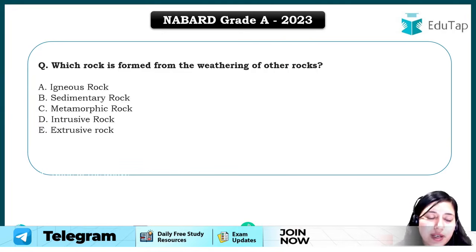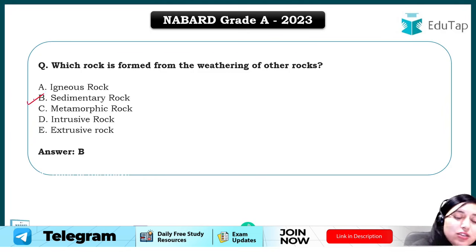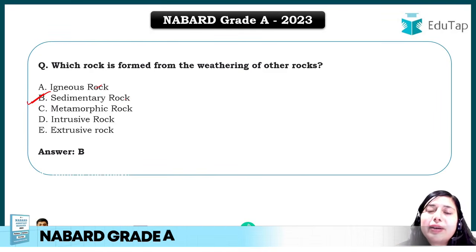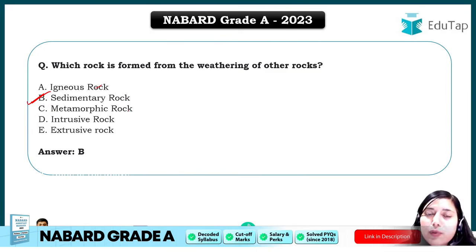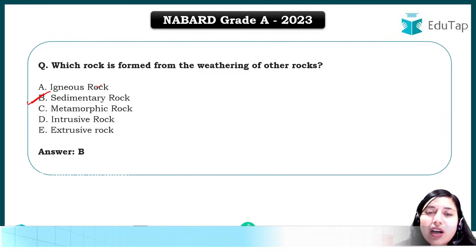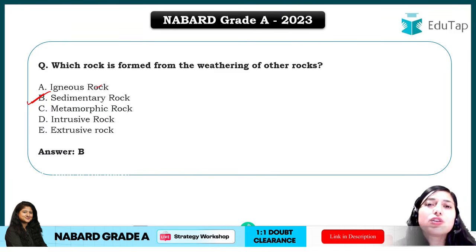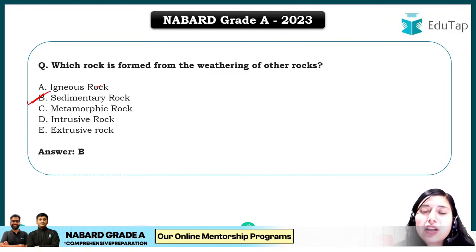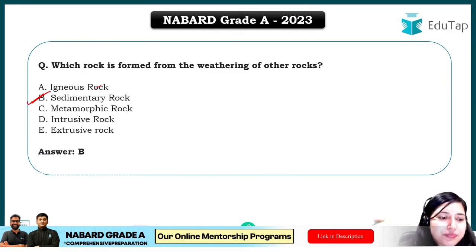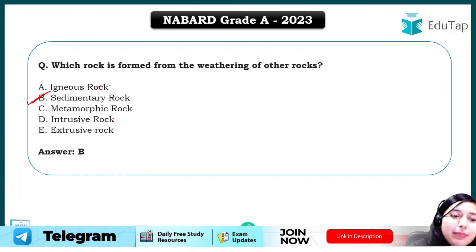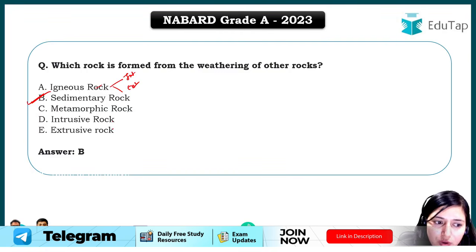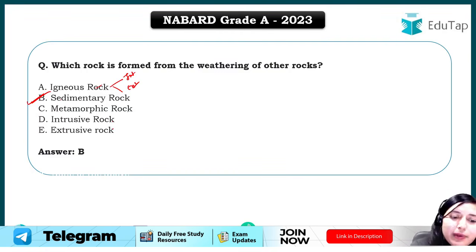Then the next question is again from soil. Which rock is formed from the weathering of other rock? So the answer for this question will be sedimentary rock. Igneous rock is formed from volcanic eruption. Sedimentary rock is formed from the sedimentation of other rocks. Metamorphic rock is formed when igneous and sedimentary rock undergo high pressure and change in temperature, and the complete composition of the igneous and sedimentary rock changes into something new. That new rock is called metamorphic rock. Clear? Now intrusive and extrusive are types of igneous rock. So the answer here will be sedimentary rock.